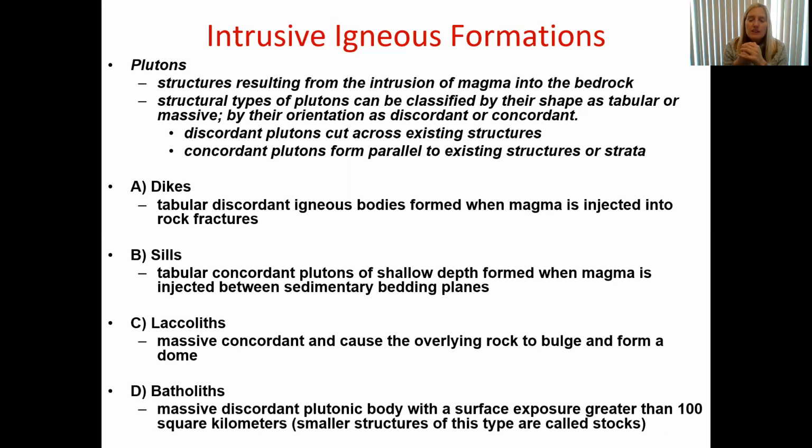And then a batholith is also massive, very massive. We'll see that in our picture as well. And it will be discordant. It is not going to stay within those layers. It's going to be able to cut across those layers. If we have a smaller batholith, then we call that a stock.